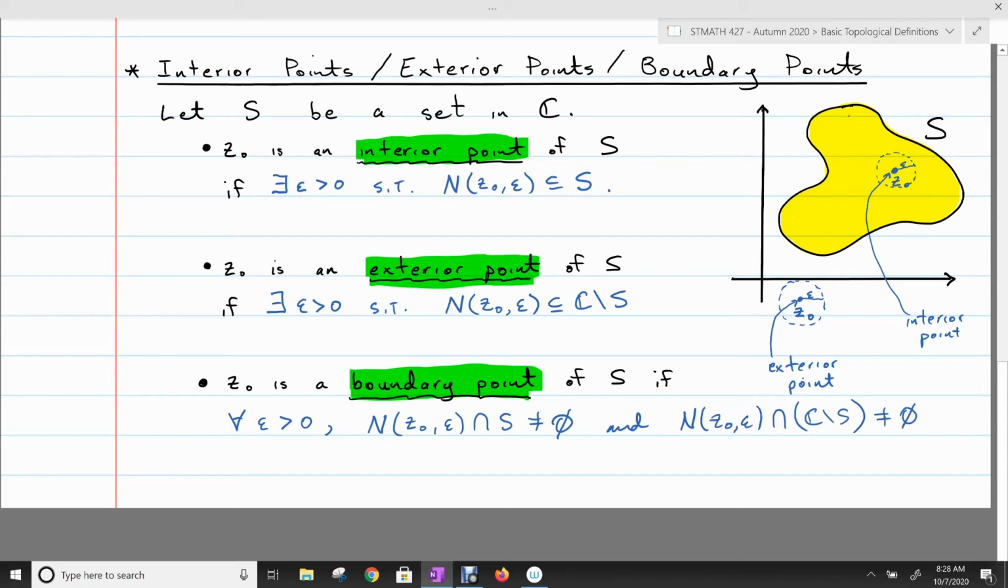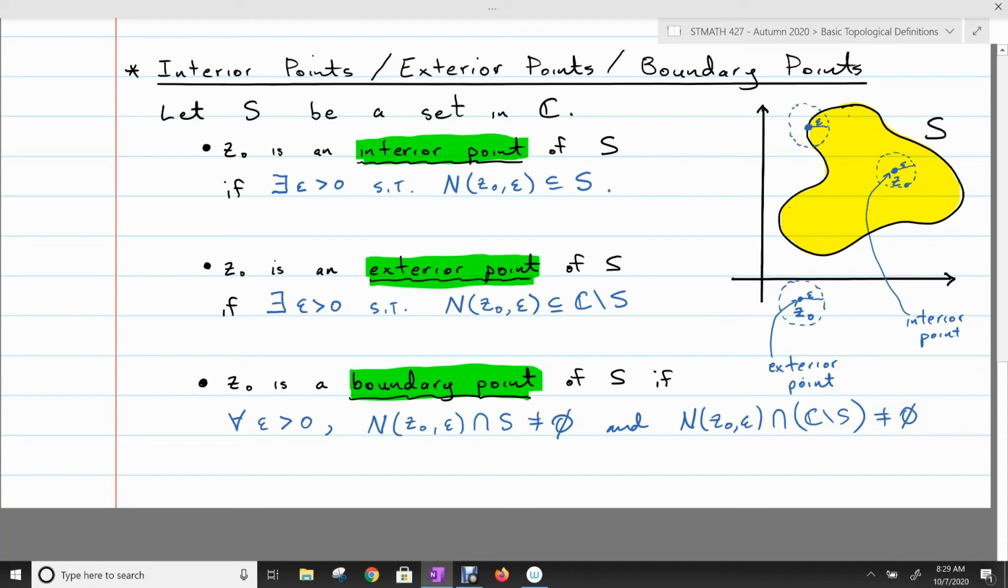So those two intersections being non-empty means that point Z0 is close to the points that are in S, and it's also close to the points that are not in S. So for example, if I pick this point on the upper left edge of S here, and I look at any old epsilon neighborhood of that point, you can see that that disk is intersecting S.